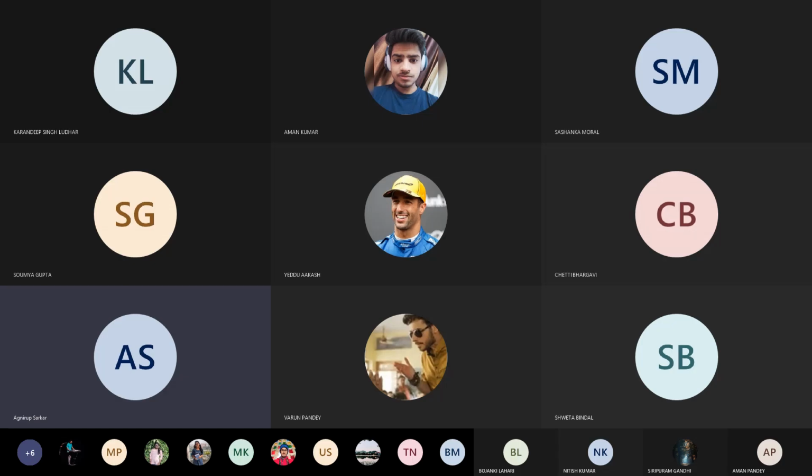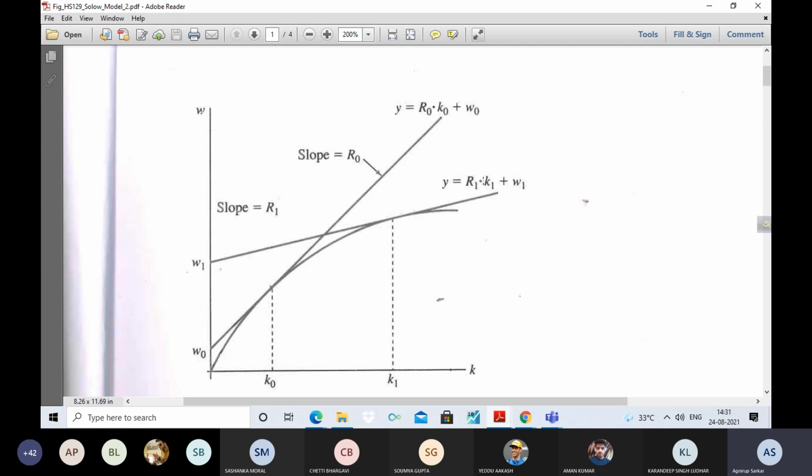depends on the rental rate, right? So this is the capital per person, and we are assuming labor to be unity, right? Now, capital R is r plus delta. We have obtained that before. So once the interest rate and the wage rate are determined, small y is a linear function of k, right? It's a linear function with intercept of w and a slope of R, right?